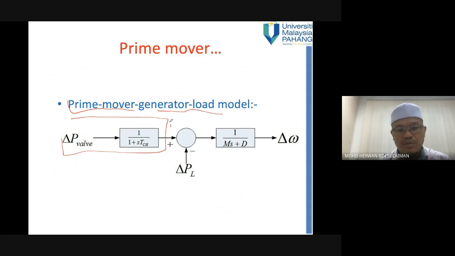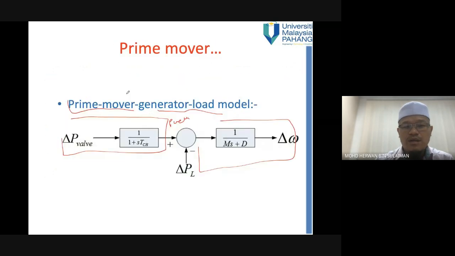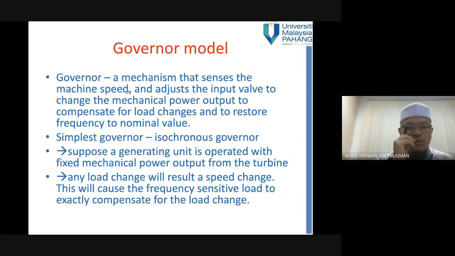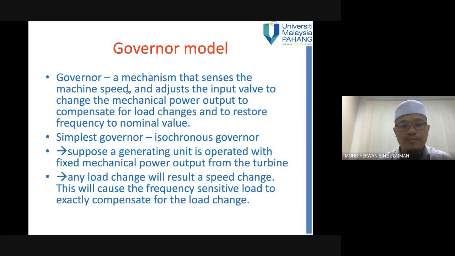Output, this one Pmax. And then we have the load model. This is our load model, the one from before, right? So prime mover, generator, load model. Okay, and then delta P valve, we need to look at in terms of how we measure the speed. So we use a governor. So we model our governor. This is the governor model.